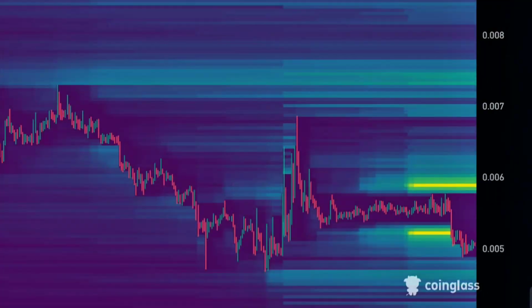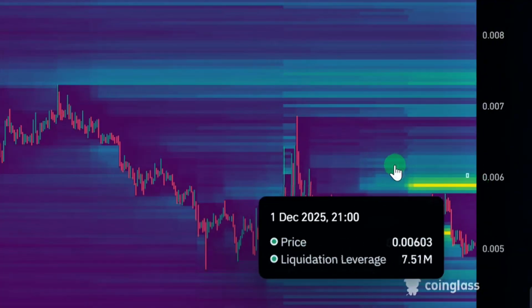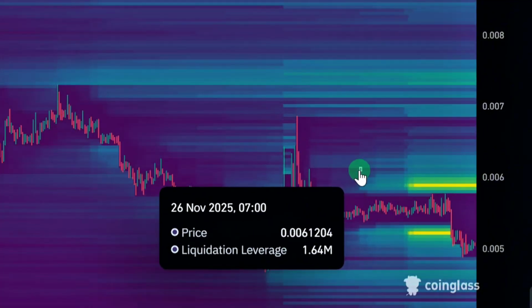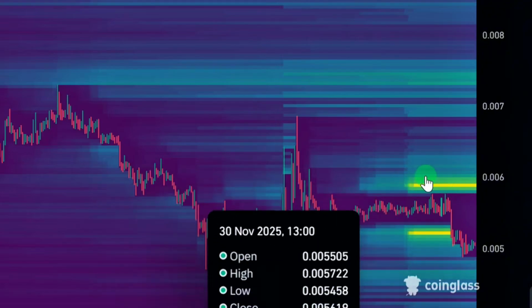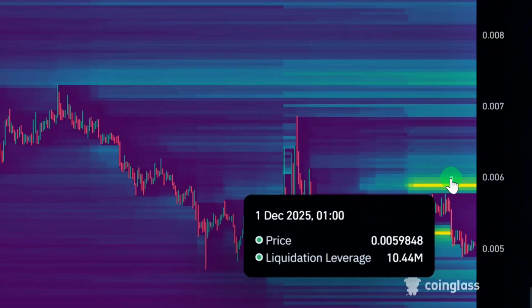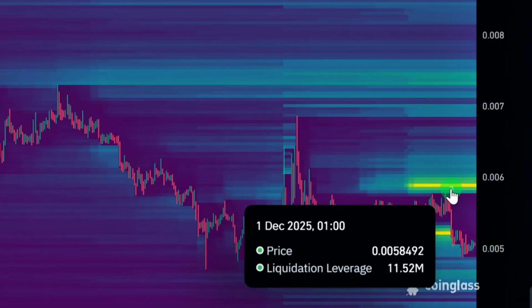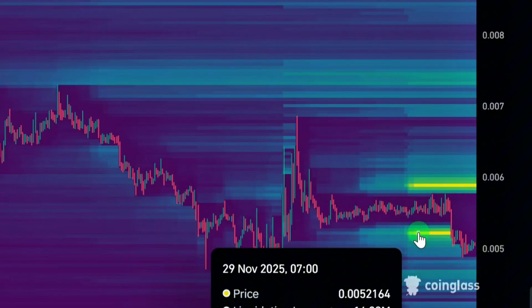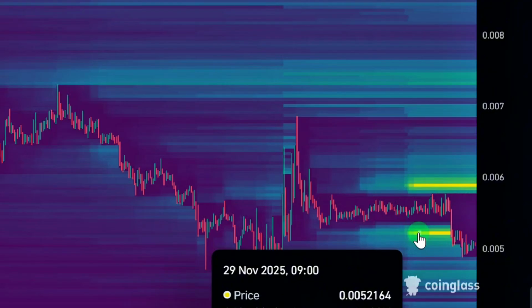And this is the XCN liquidation heat map, which you can see right here, where we get to track areas of heavy liquidity in the market, areas of high liquidity where big players are in position right now as we speak. Looking closely, you notice that we have heavy liquidity above the price of XCN around the zone of 0.0059 down to 0.0058, and also this heavy liquidity around the zone of 0.0052, which you can see right here. And these are areas where prices are likely to react towards in order to grab some liquidity.